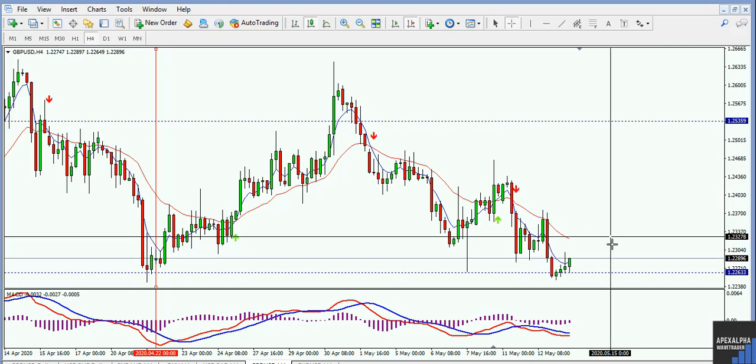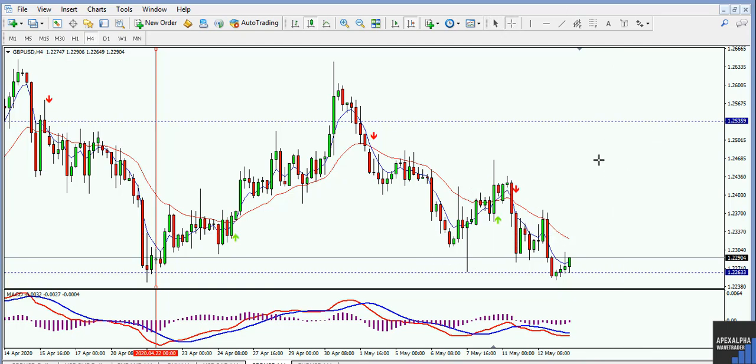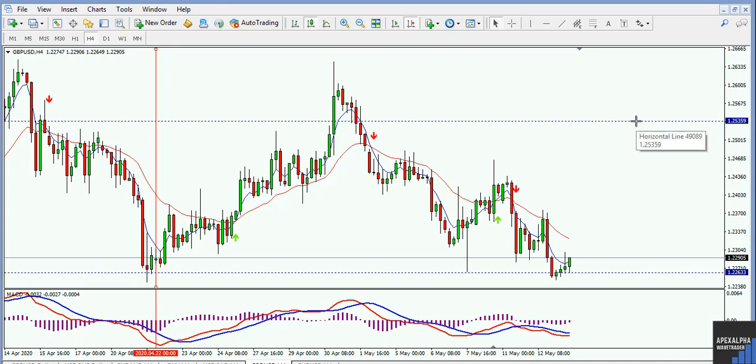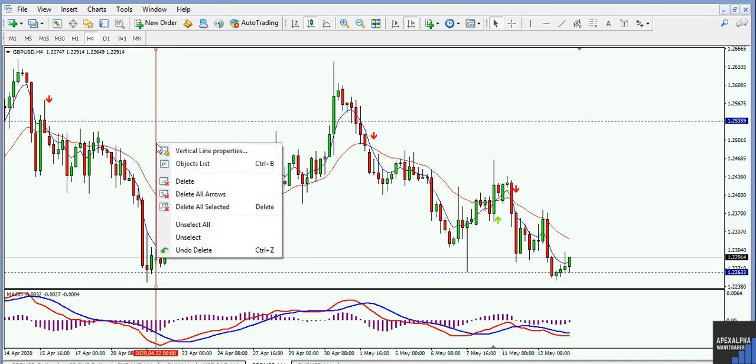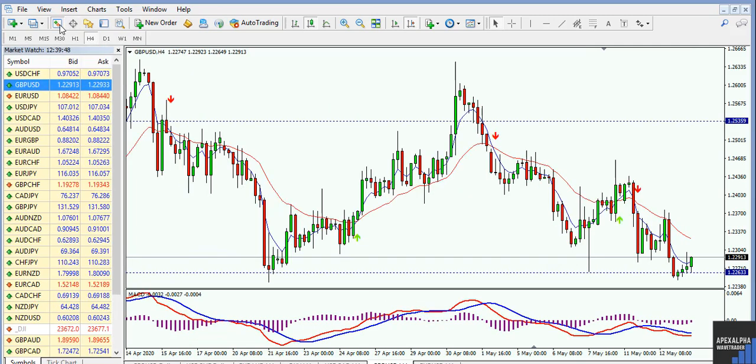Okay, so even if we got in from, say, around this region and took it to this level up here, sorry, I just have to do that again, from here to this level, that is still over 200 pips. So you see that this is not something to joke about. Okay, so let's do one more final example before we call it a day.